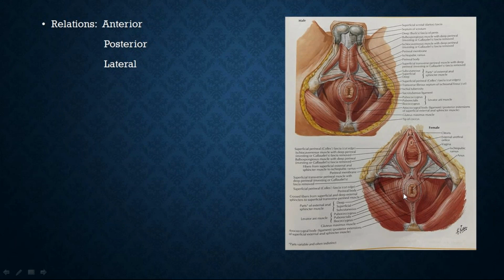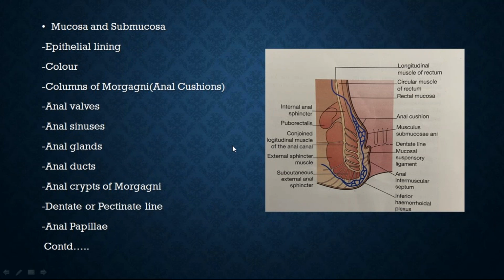The 3 o'clock, 7 o'clock, and 11 o'clock positions have prominent radicals. When these radicals get enlarged, they are called primary hemorrhoids or primary piles. That is the left lateral, right anterior, and right posterior positions. These are also called anal cushions.